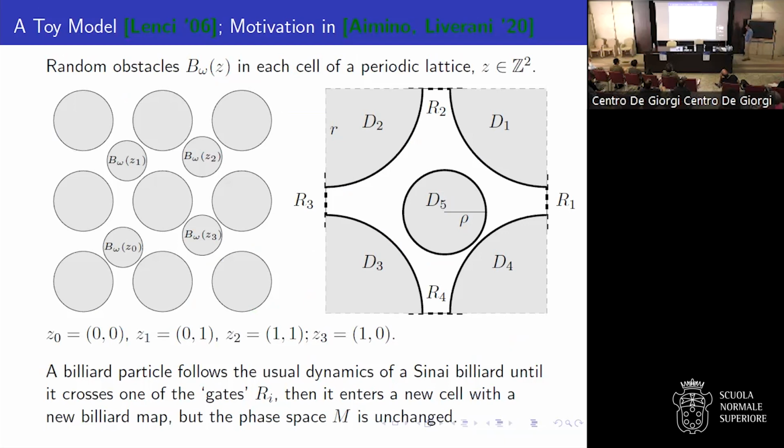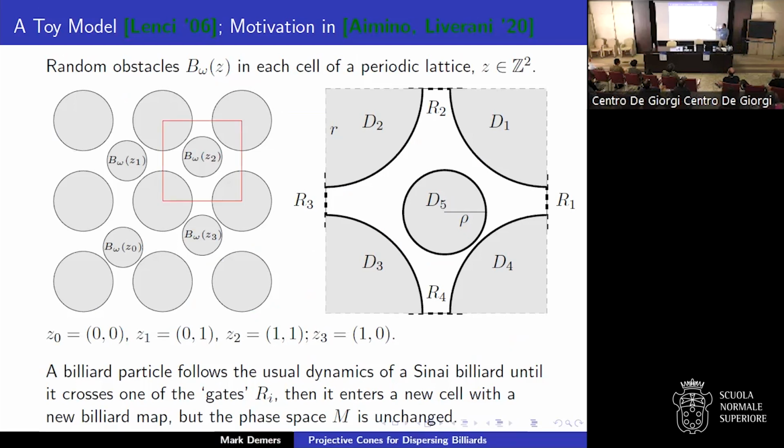So this is a toy model that Marco Lenci put forward in 2006, and also was used more recently in a paper by Romain Aimino and Carlangelo on deterministic walks in random environments, I think it's called. So here you throw down some periodic arrangement of scatterers on, say, a square lattice, and then in the center of each one of these cells, you put a disk. So these cells are separated. You can take one cell, and in a cell, you have the central scatterer that could have a different size, maybe a different position.